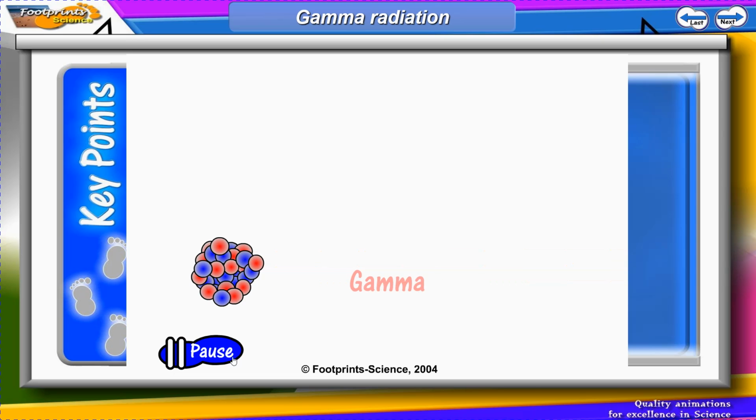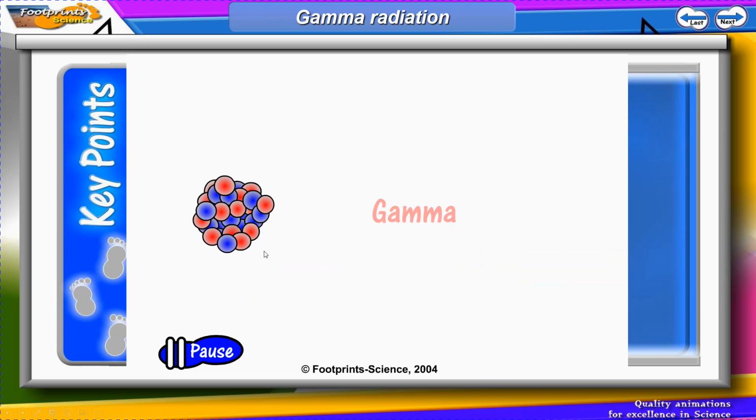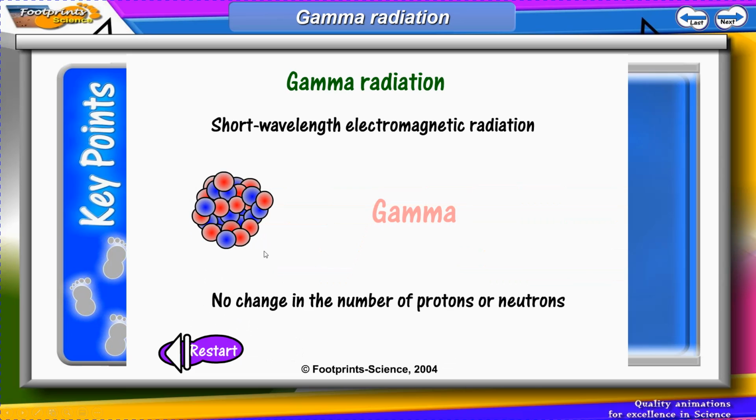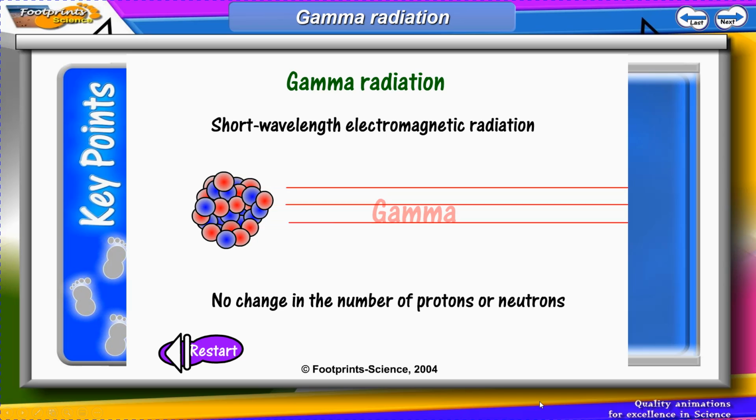Right, gamma is this wave of electromagnetic radiation. Okay, so there's no change in the number of protons or neutrons, there's no change in the mass. It's just giving out that wave of energy. So those are our 3 types.